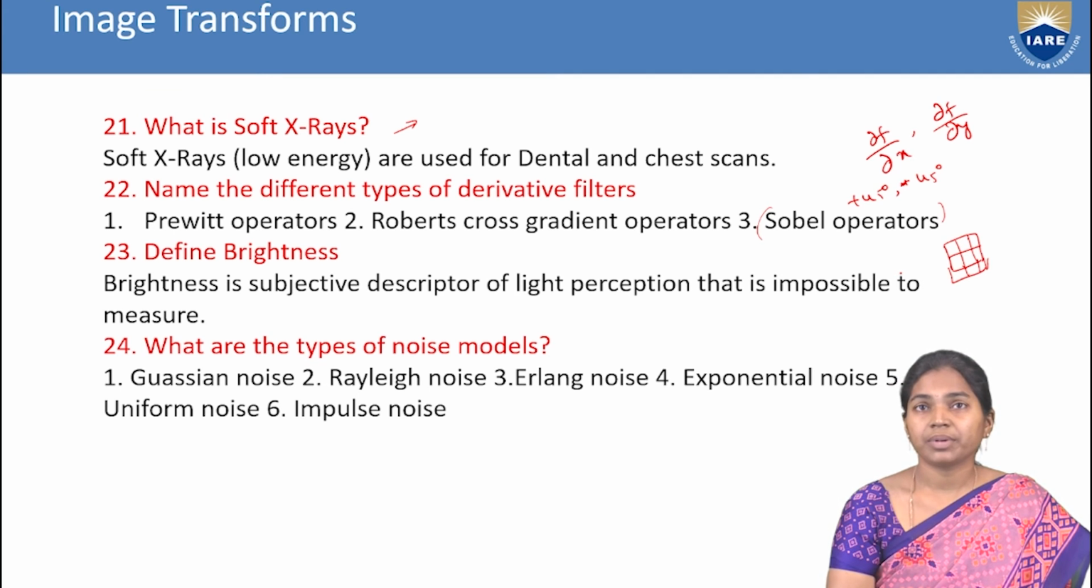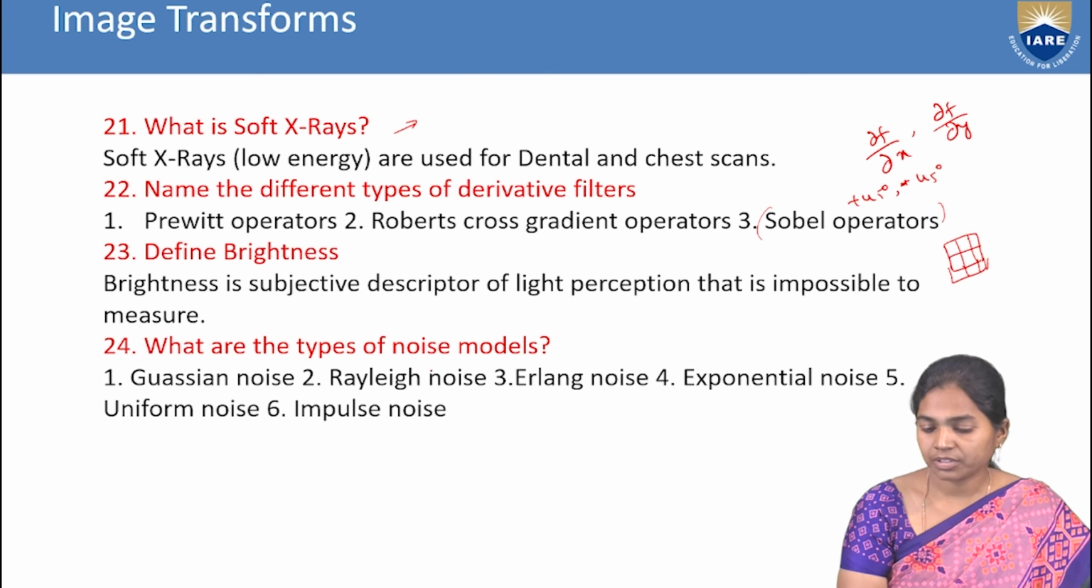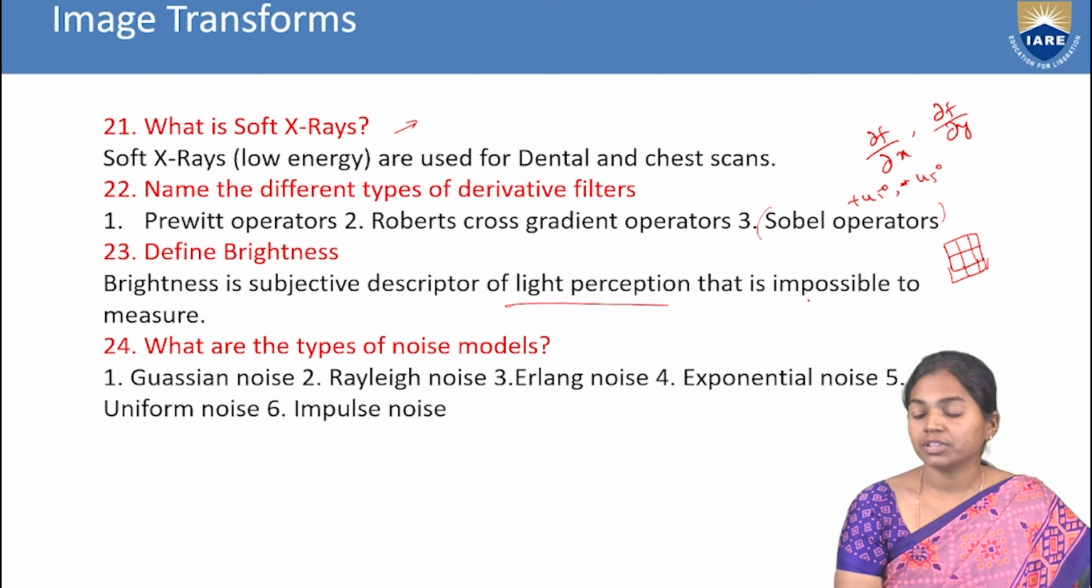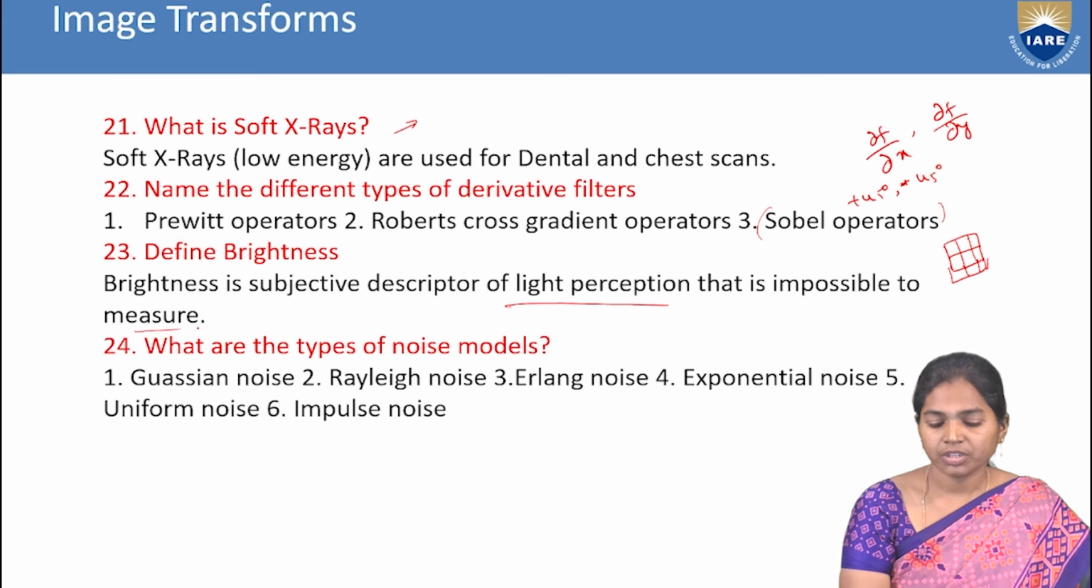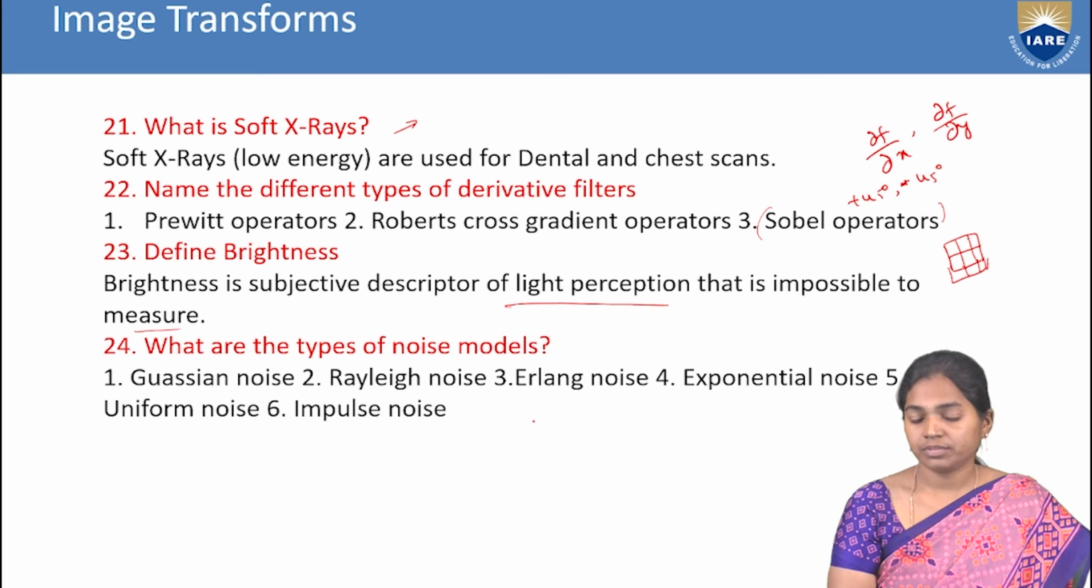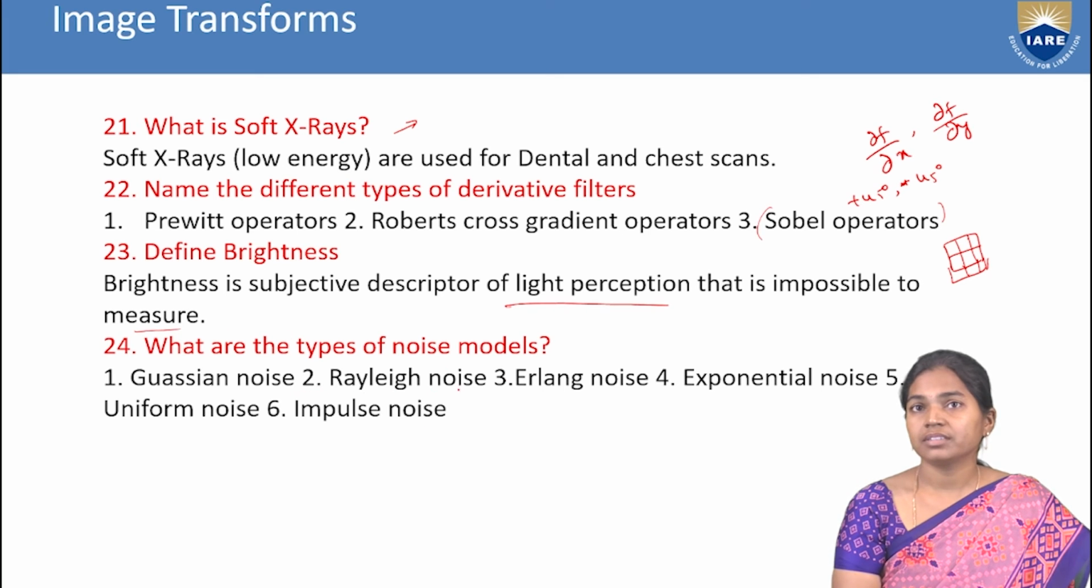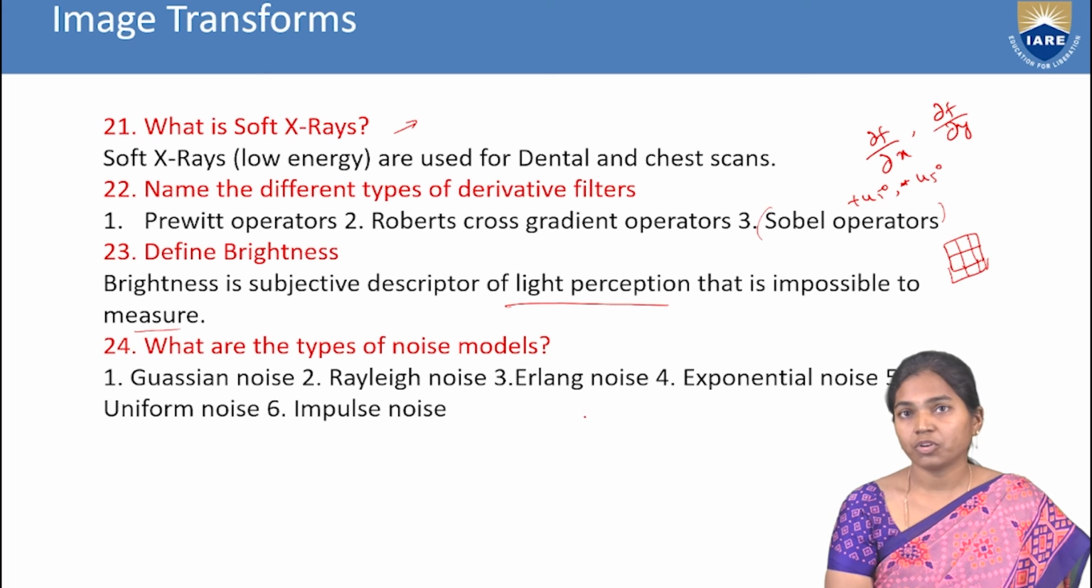Define brightness. Brightness is a subjective descriptor of light perception that is impossible to measure. And what are the types of noise models? Gaussian noise, Rayleigh noise, Erlang noise, exponential noise, uniform noise and impulse noise.